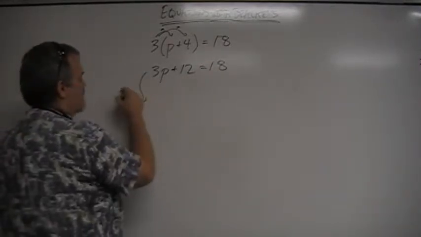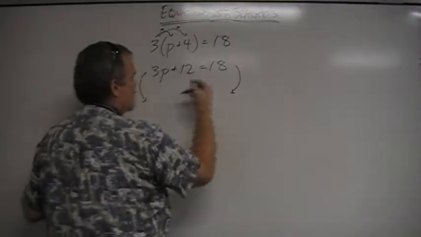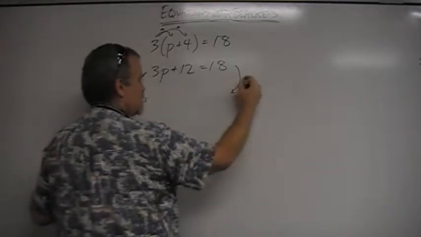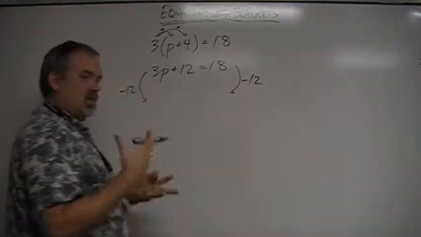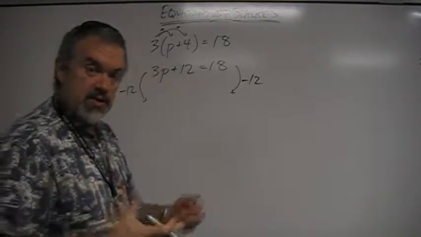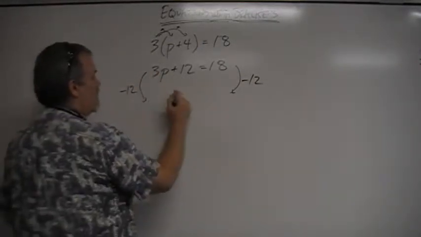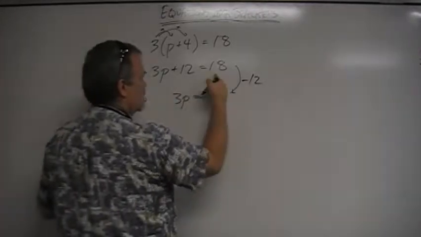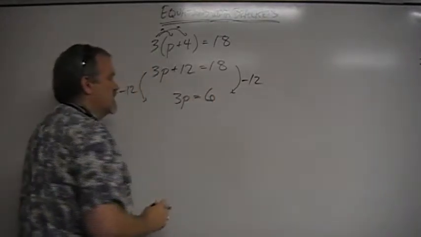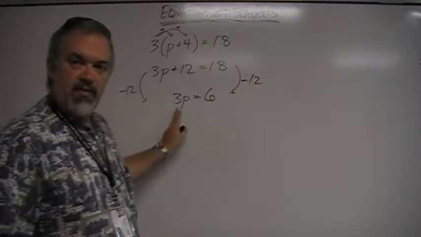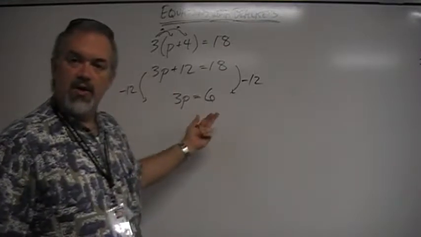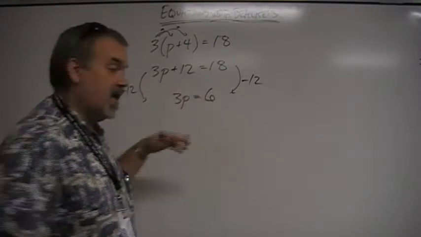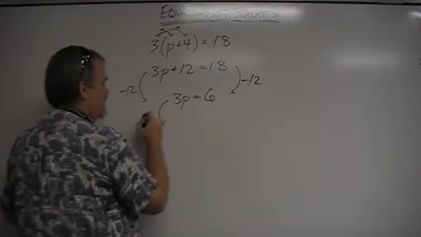We subtract 12 from both sides. This is adding 12, so we're going to subtract that so that the equation stays balanced. Always do the same thing to both sides. We take the 12 away, we're left with 3p equals 18 minus 12 is 6. This is multiplied 3 times p. To undo that, we do the opposite, which is divide. So we're going to divide by that same 3.